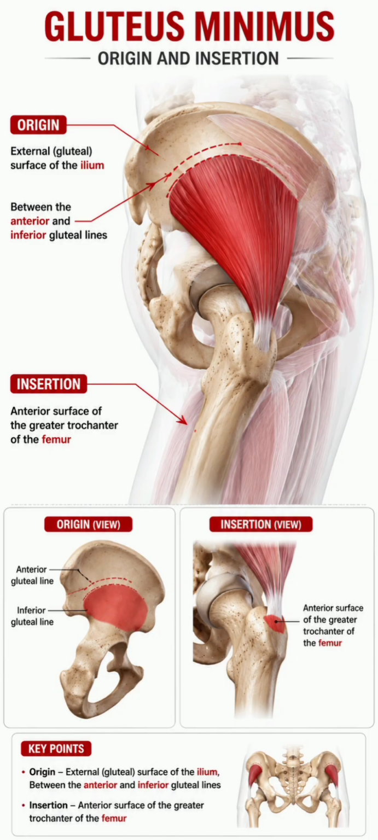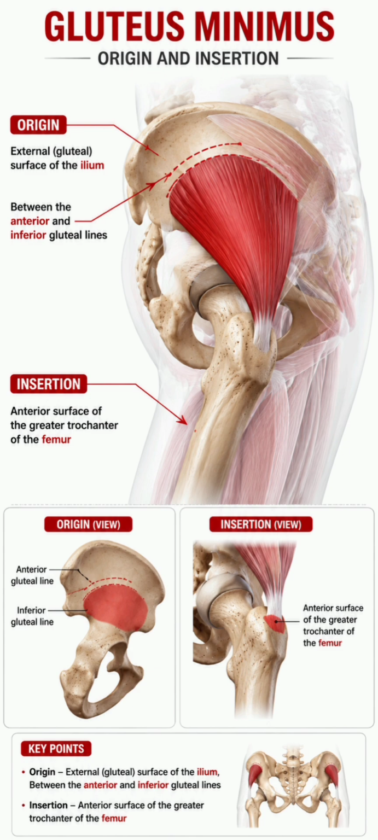So, starting with its origin and insertion, the gluteus minimus is the smallest and deepest of the three gluteal muscles. So, it lies underneath the gluteus medius muscle. Gluteus medius muscle, I'll explain in the next video. So first let's look at the origin point.